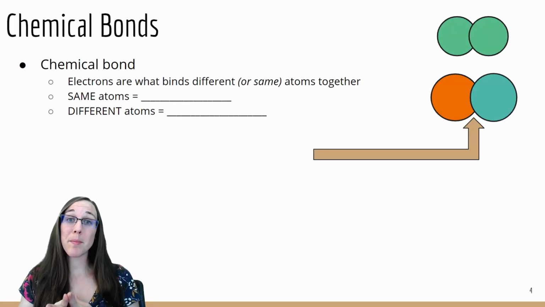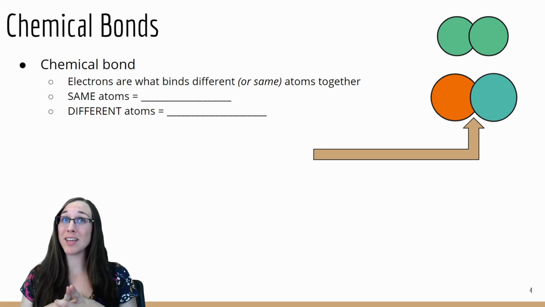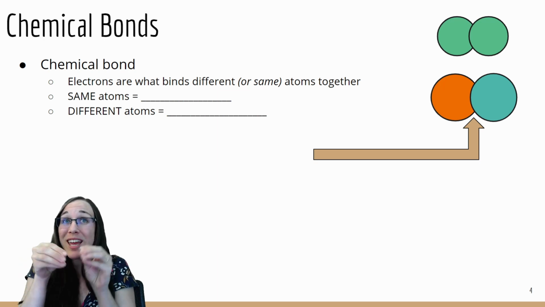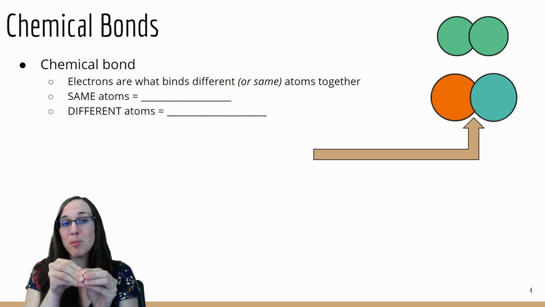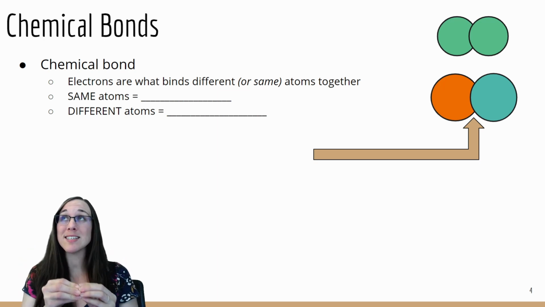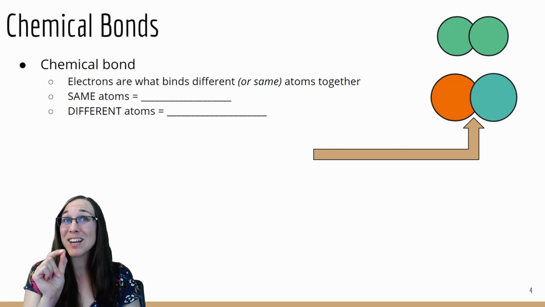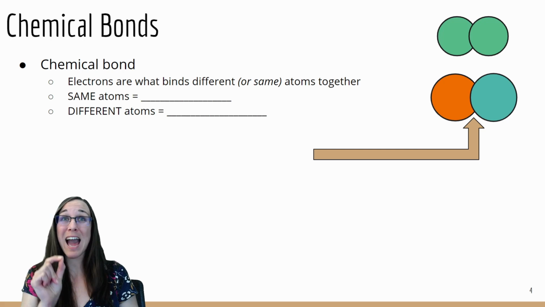So in the warm-up, I mentioned IMFs, intermolecular forces. Those are between two separate molecules. We're now going to delve into a molecule and talk about the chemical bonds. So a chemical bond is considered an intramolecular bond. It is something inside the molecule itself, holding the atoms together.